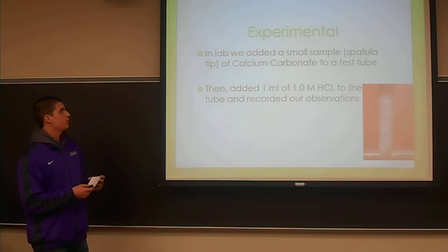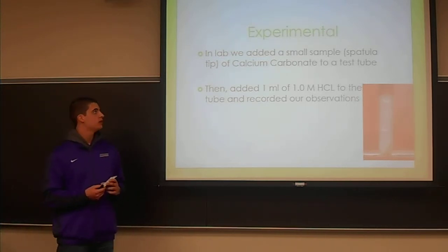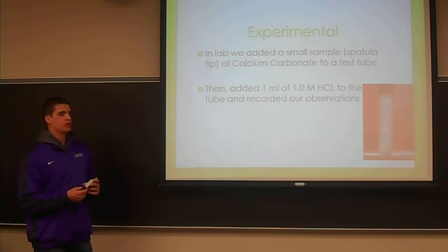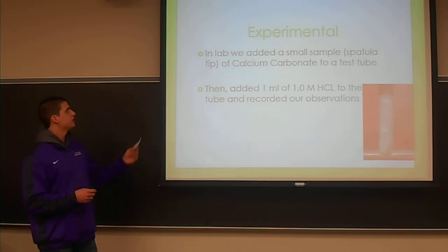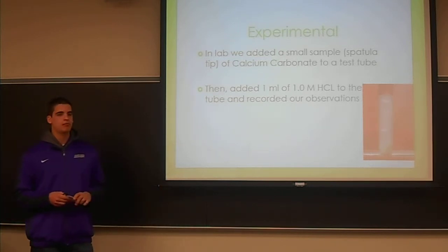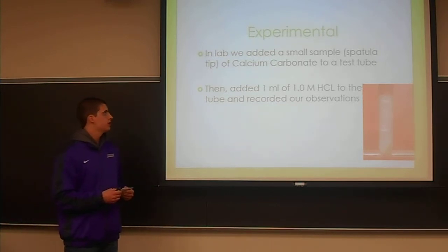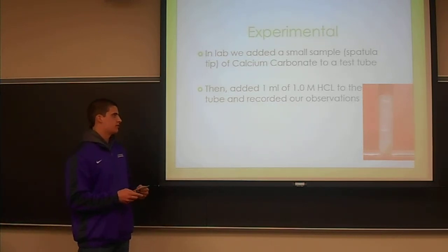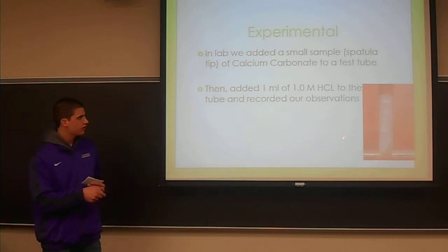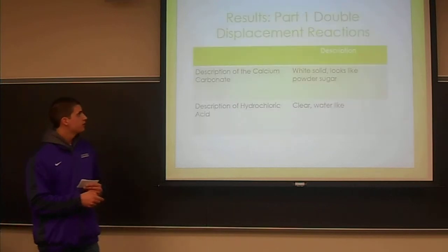So in the lab, we added a small sample, or a spatula tip, to a test tube, and there was no calculation needed because it was just a spatula tip, so it wasn't really exact. And then you added 1 milliliter of the 1 molarity HCl solution to the tube and recorded your observations. And there is a picture of what that observation should look like.